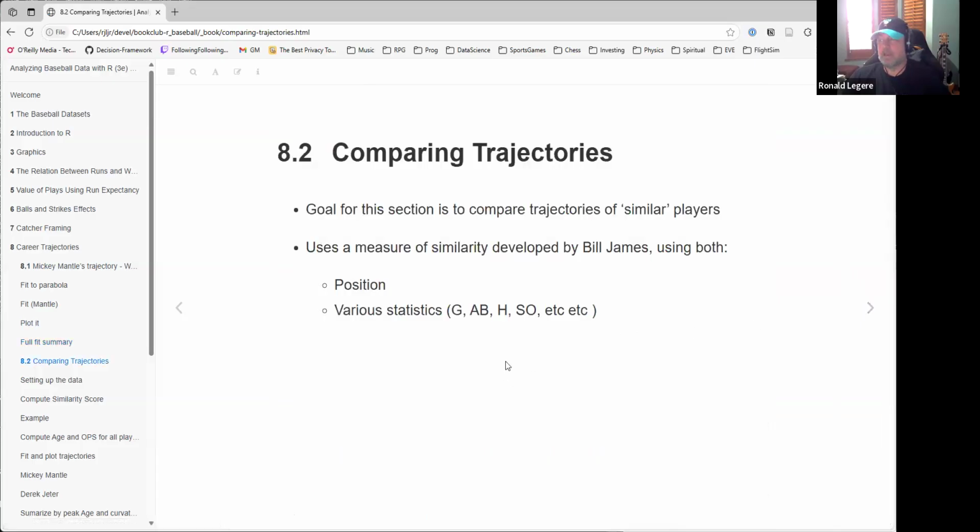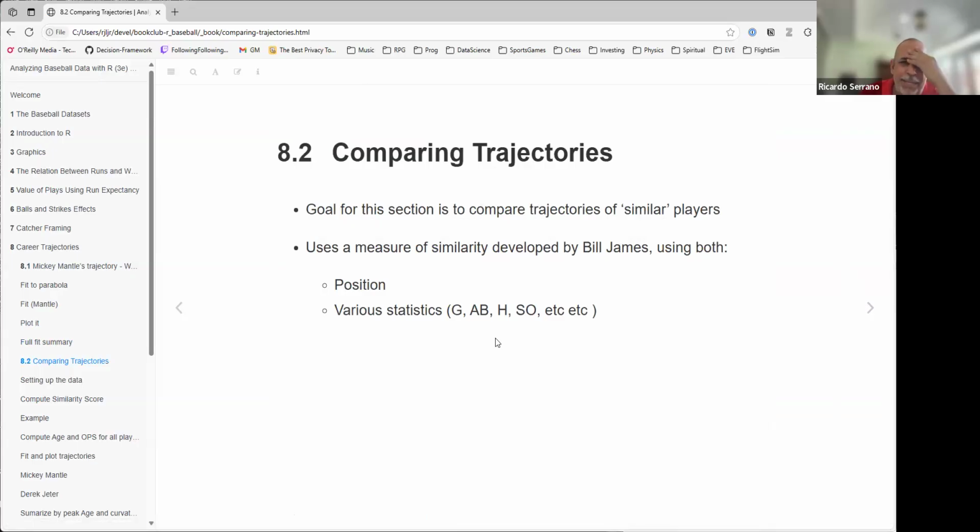Okay, so then any comments on section 8.1 from anybody? Ron, I just have a comment. Yes, please, of course.